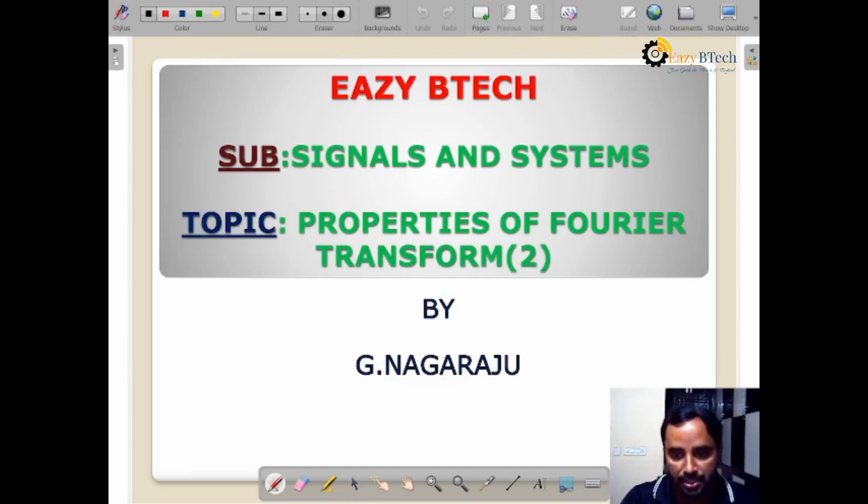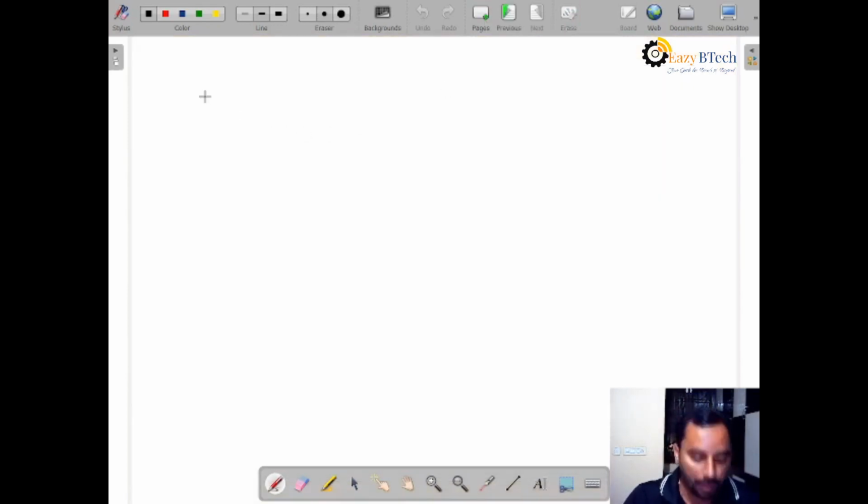Let's start today's session, properties of Fourier transform. In the previous session we already covered 4 properties: linearity, time shifting, time scaling, and time reversal. Let's now see the remaining properties.